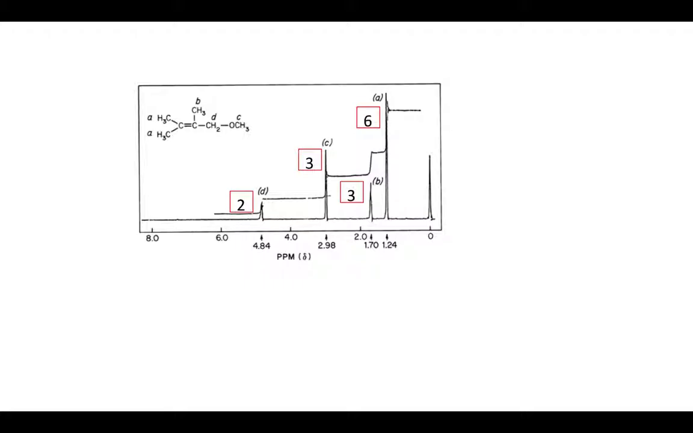Now, technically, the integration is only telling you the ratio of hydrogens, but in most of the simple molecules that we're going to look at, it is the actual number of hydrogens, not just the ratio of them. Sometimes it could be multiples of that ratio. So instead of maybe 6 to 3 to 3 to 2, maybe it was 12 to 6 to 6 to 4, which would be the same ratio, but it would just be a bigger molecule. We're going to be looking at these integrations pretty much as the number of hydrogens.